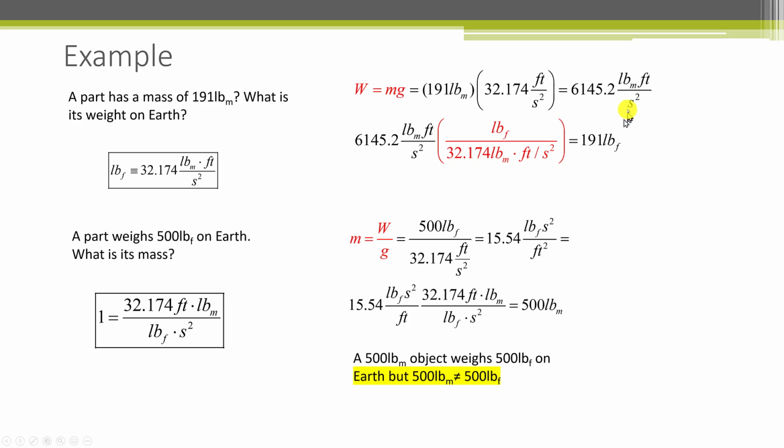This shows that in the USCS a pound mass has the same magnitude, the 191, as pounds force, but they are different things. A pound force has pound mass feet per second squared units, whereas a pound mass is a mass unit.